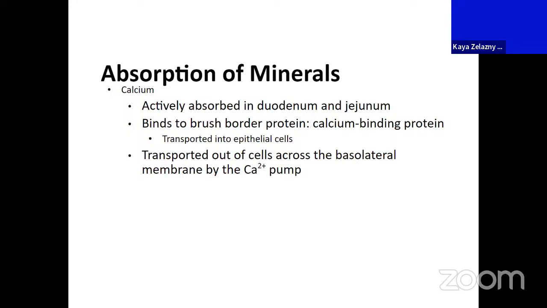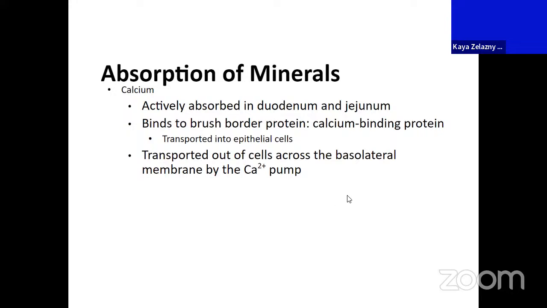Something that's happening with the calcium is it's binding to a protein in the brush border. So in that apical membrane of the cells, that brush border with the microvilli, you can see why I was checking that we knew what brush border meant at the beginning of class, right? So we have a protein on that brush border. It's called calcium binding protein. It's helping us actively absorb that calcium. So we're transporting that calcium actively into our epithelial cells.